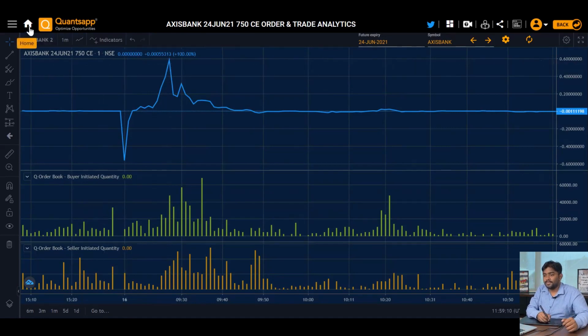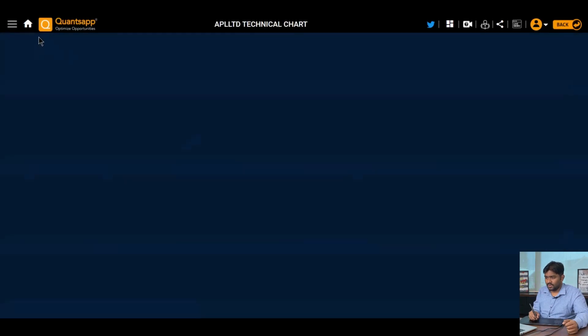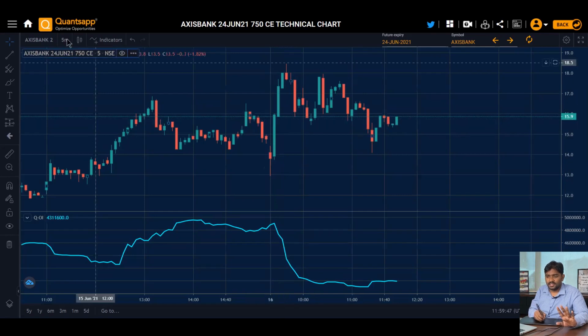We'll go to the chart and put the 750 call option. Even though we received the orders somewhere around 9:25, see this move. Not a big move, but still a good move, right? From 15 to 18, 19 rupees, that's a good call. So this is what we need to see here.